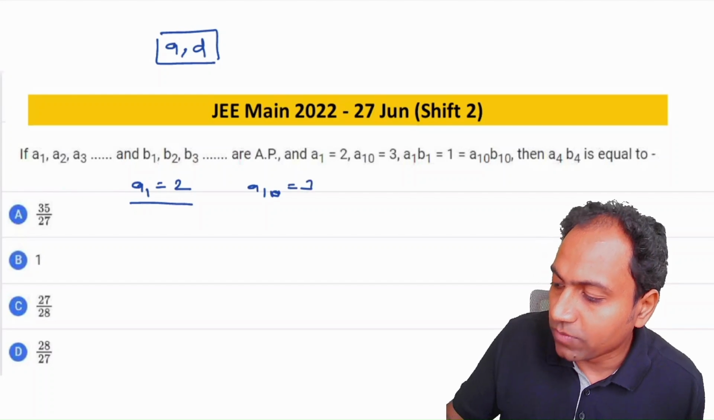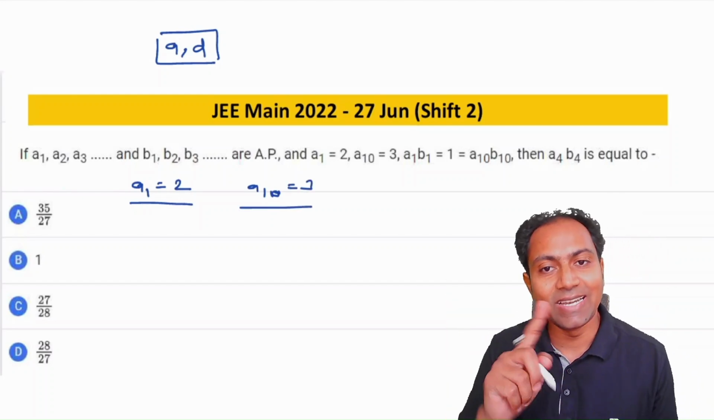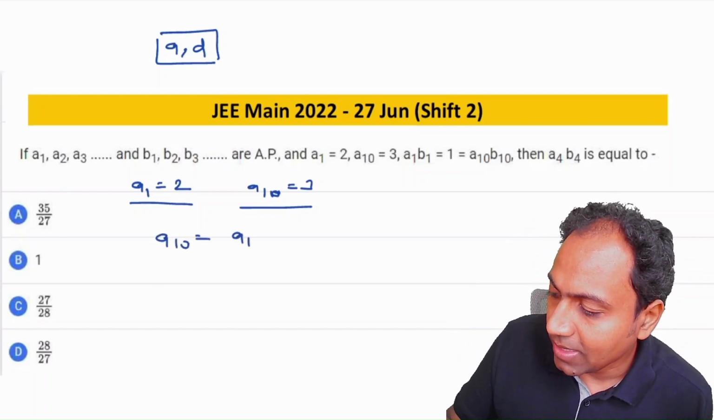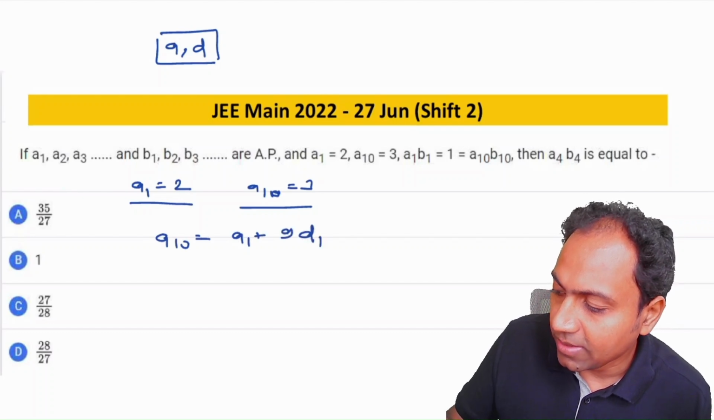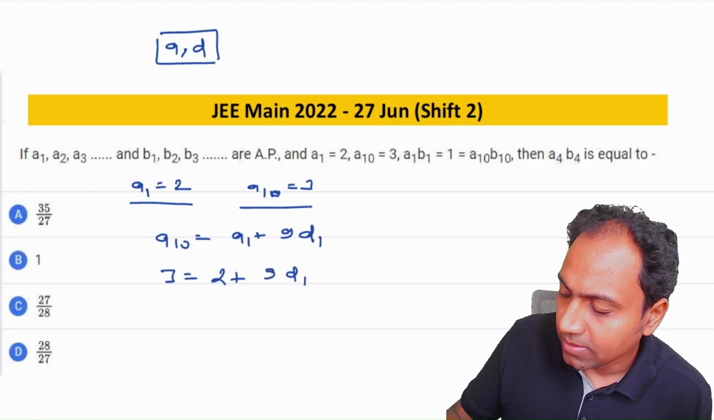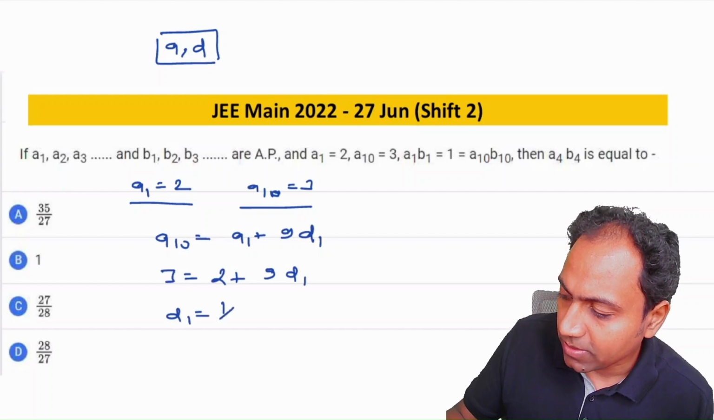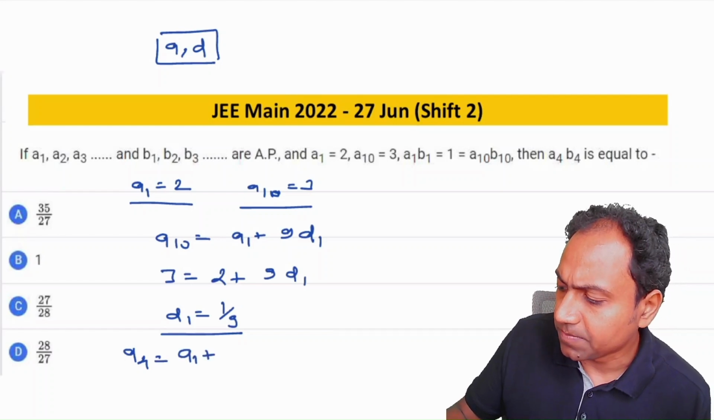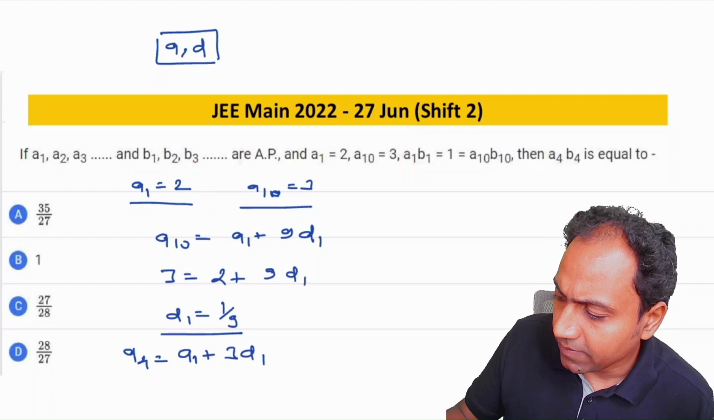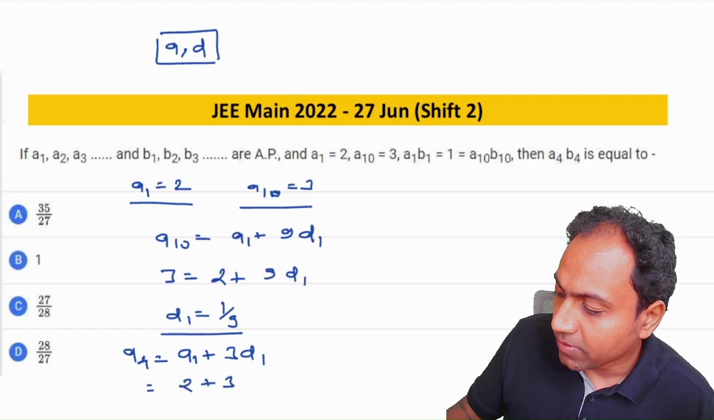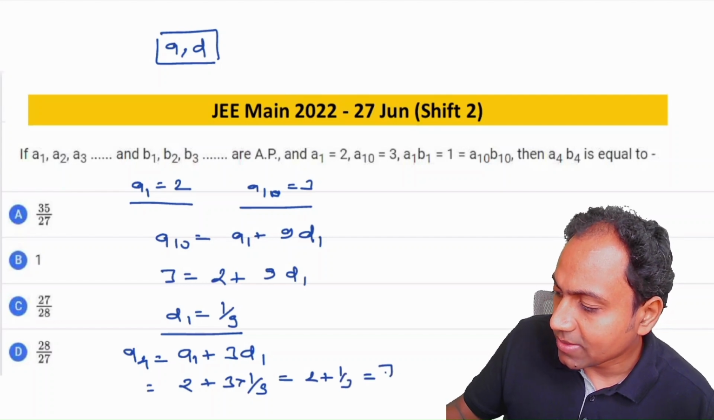Using these two pieces of information, let us find the value of D, because once you have got A and D, we can find the value of A4. A10 can be written as A1 plus 9D1. So this is 3, this is 2, and this is 9D1. From here, if you solve, the value of D1 comes out to be 1 by 9. Now since you have both values, we can find A4, that is A1 plus 3D1. Since A1 is 2 and D1 we figured out to be 1 by 9, this becomes 2 plus 1 by 3, or 7 by 3.